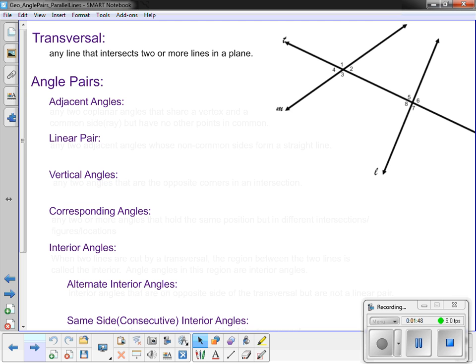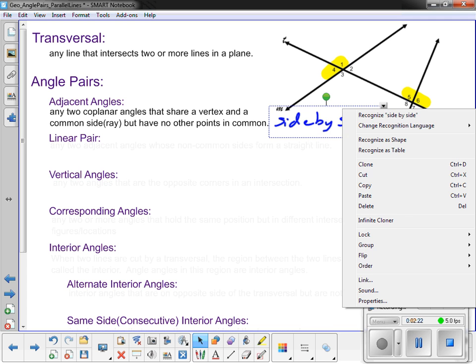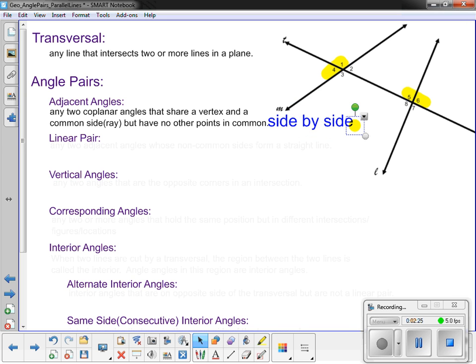Well, the first one is a review for us. It's adjacent angles. Adjacent angles are any two coplanar angles that share a vertex and a common side, or you call it a ray, but have no other points in common. So when you look at the figure, we notice that 1 and 4 happen to be adjacent angles. 5 and 6 are adjacent angles. And we can go through all the different combinations, any of them that are side by side. Remember, that was kind of our little way to remember it. They're side by side.